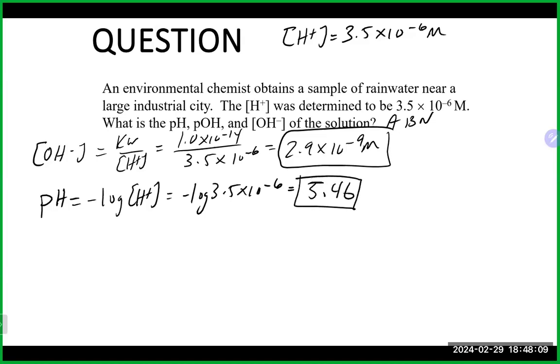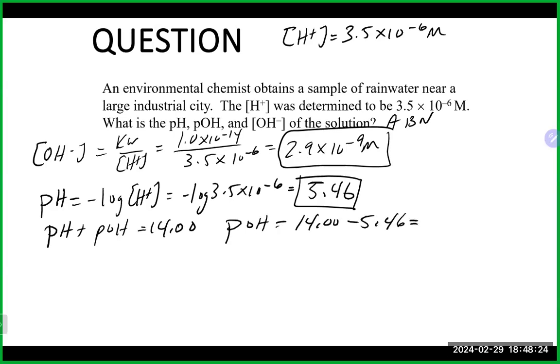pH. At this point, I can now use the pH plus pOH relationship that's equal to 14 and get my pOH by simply subtracting the pH from 14. And that seems like a much easier move, so why don't we just do it that way? That looks like an 8.54 at this point. I think I got everything right.